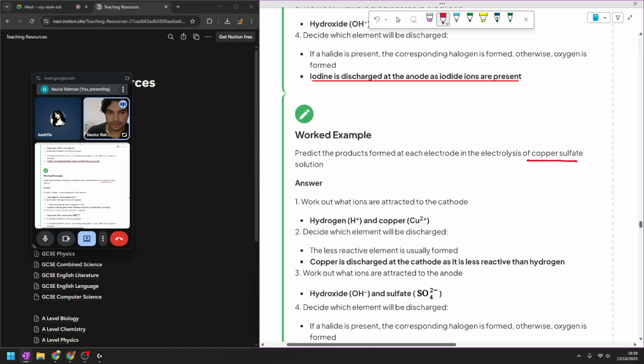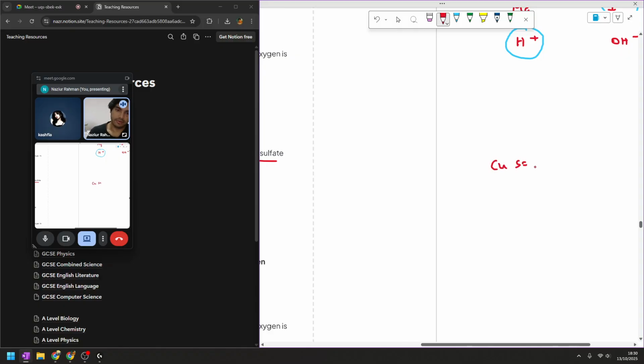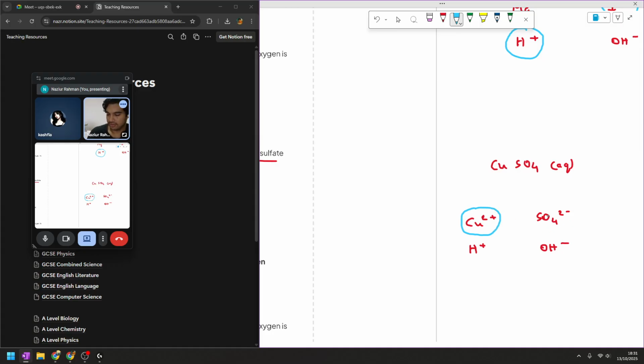For example, here we have copper sulfate solution, CuSO4. If you dissolve this in water, the ions present are copper ions, hydrogen ions, sulfate ions, and hydroxide ions. The rule said that if copper, silver, or gold are present, they would get reduced. There is copper, so the copper gets reduced, not the hydrogen. And the rule said if a halide ion is present, it gets oxidized. There is no halide ion, so in this case the hydroxide is what's going to get oxidized.